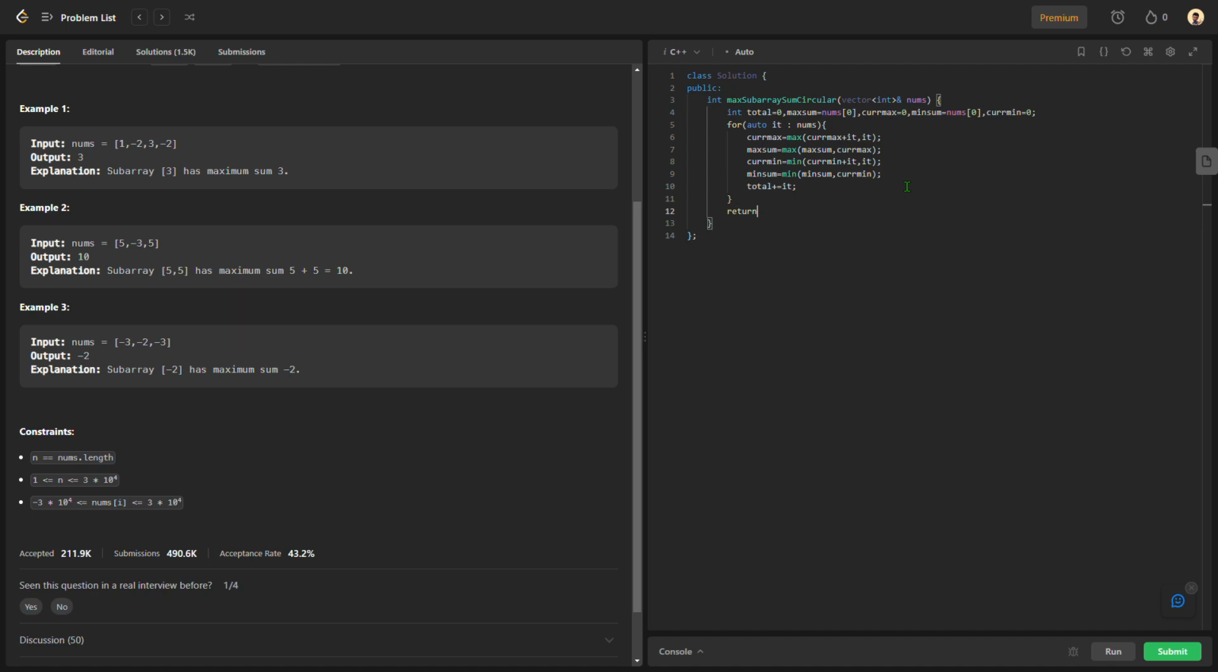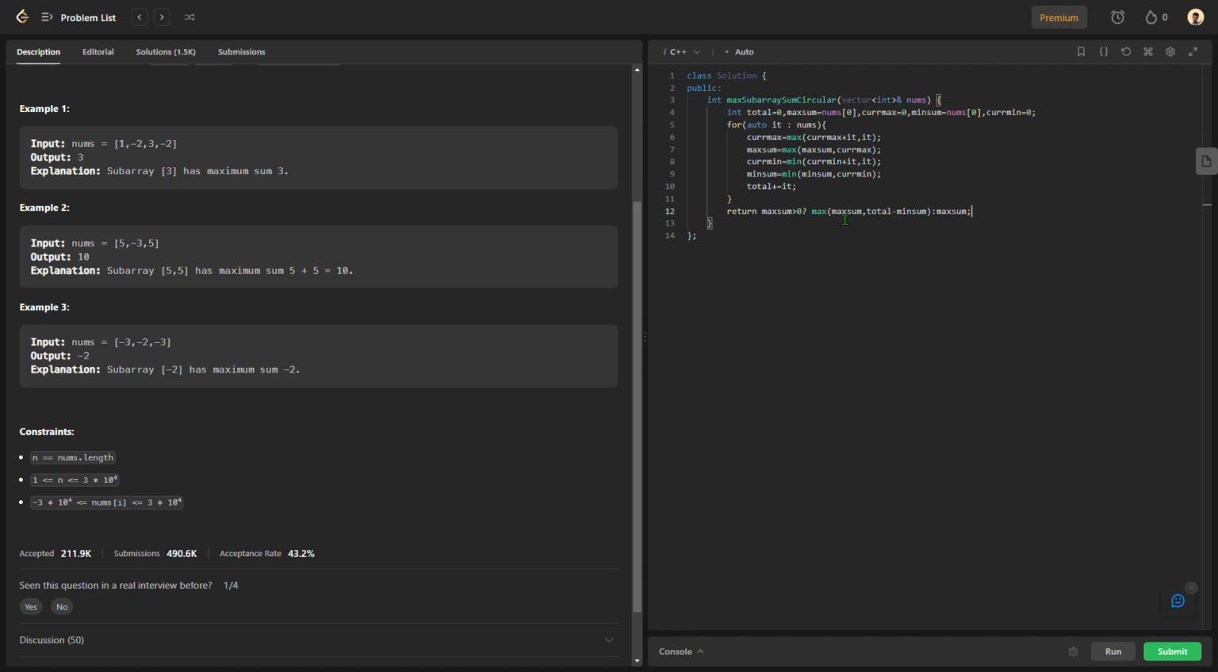I said return max sum. If max sum is greater than 0, then what to do? Then return the max of max sum, comma, total minus min sum. Just hear me out. Else just return maximum.